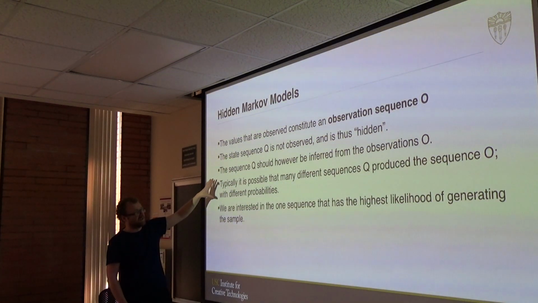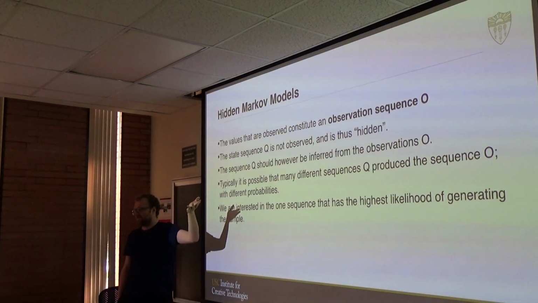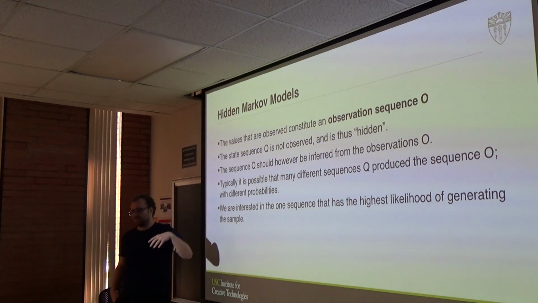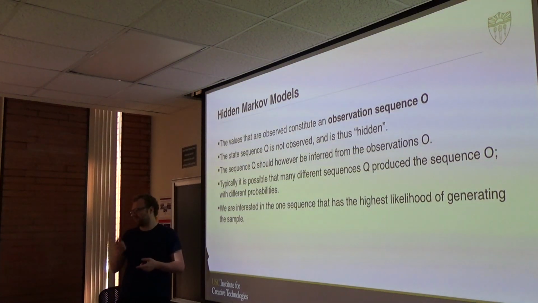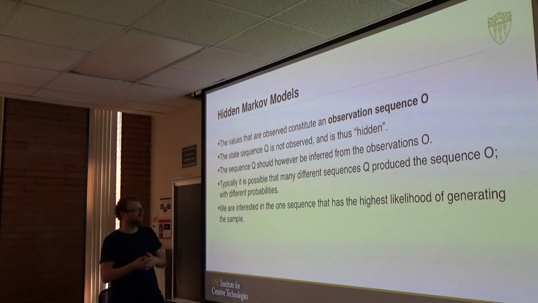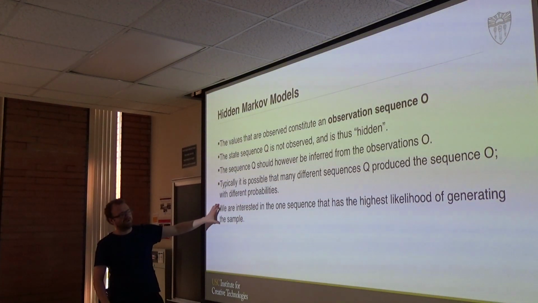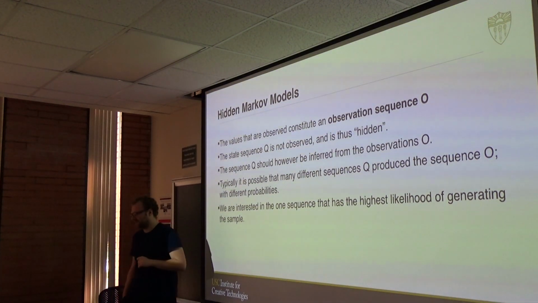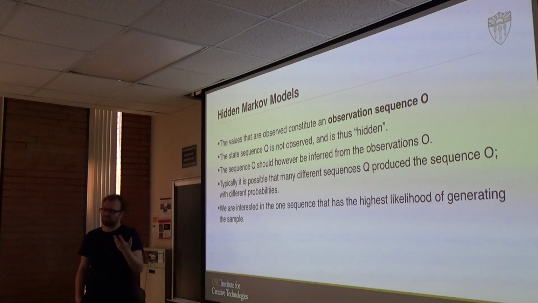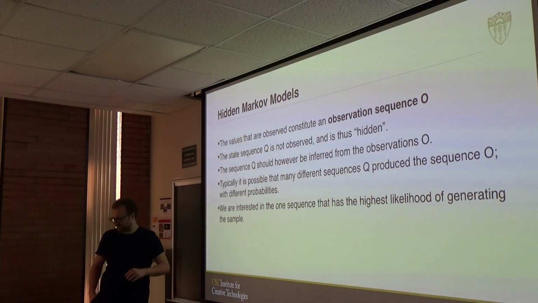And typically, it is possible that many different sequences produced this observation sequence. But we want to find one of them, right? And we want to find the one that is the most likely, okay? Each of those sequences has different probabilities, and we are interested in the one sequence that was the most likely one, okay?